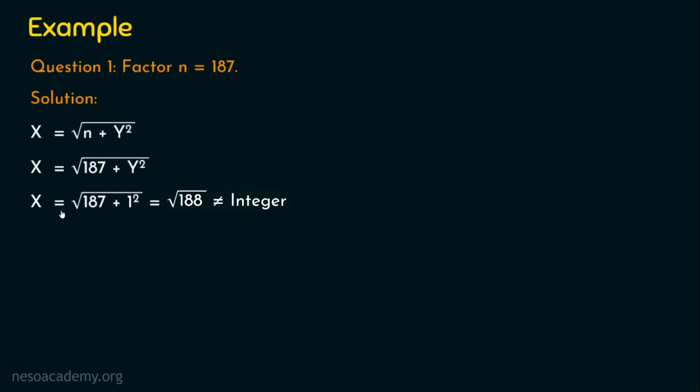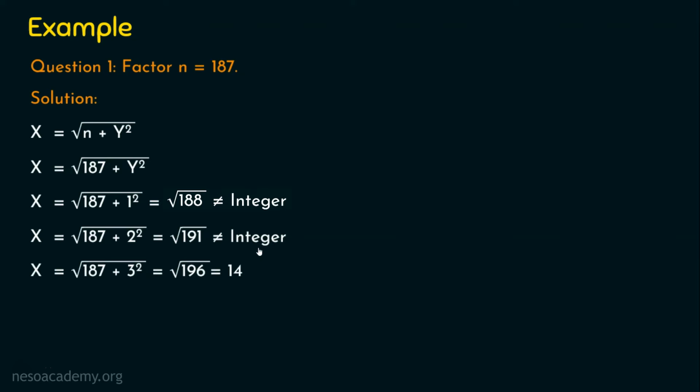So we get x is equal to square root of 187 plus 1 square, which is equal to square root of 188. Square root of 188 is not an integer. So when we take the value of y as 1, we are not getting a perfect integer. Let's try with 2. So when we apply 2, we get x is equal to square root of 187 plus 2 square, which gives square root of 191. This is also not a perfect integer.